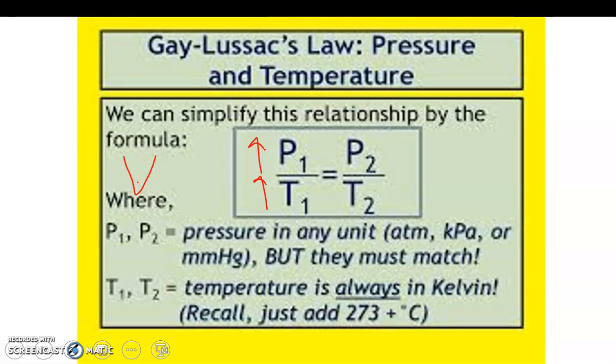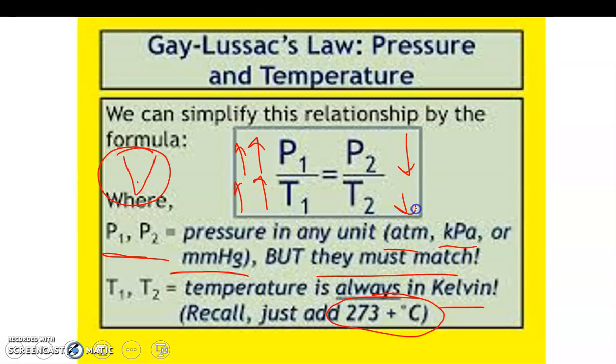A couple things to keep in mind. Pressure units can be anything. They can be atmospheres, kilopascals, millimeters mercury, but they must match. It must be the same pressure unit. If it's not, you have to convert one to the other, okay? And temperature always has to be in Kelvin, which means you take 273 plus degrees Celsius to get there, all right?